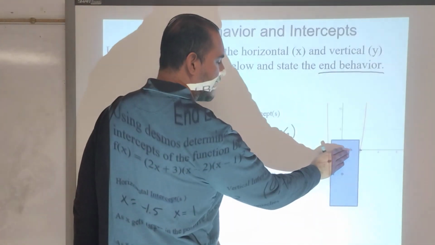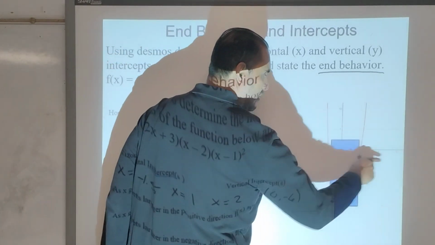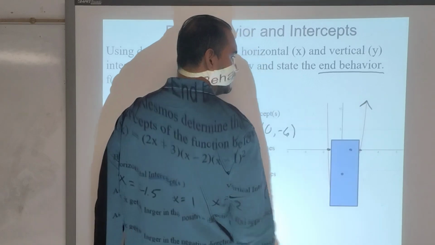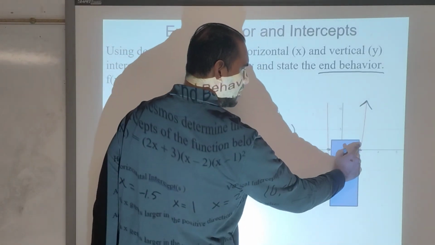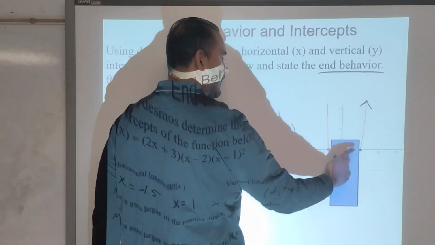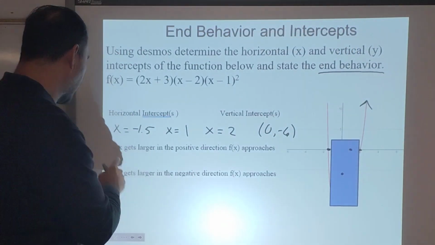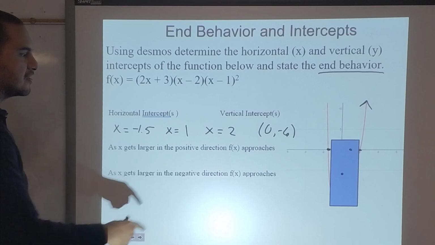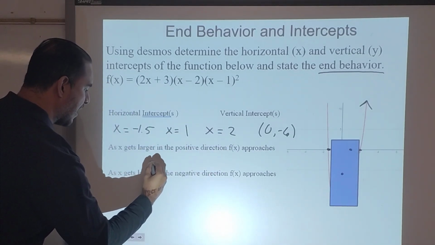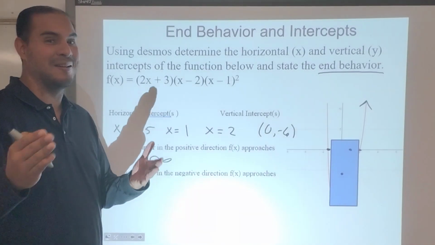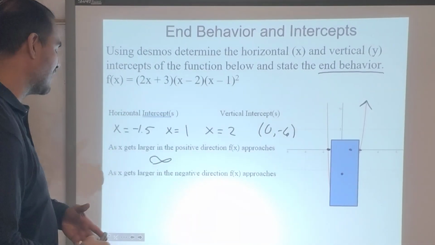So if I look as x gets larger, I'm going to look to the right. As I look to the right, I notice the graph is going upward, and the end behavior is that as x goes to the right, the function is going up forever. So we're going to say as x gets larger in the positive direction, f of x approaches positive infinity. Or you could say that f of x is getting larger and larger in the positive direction.